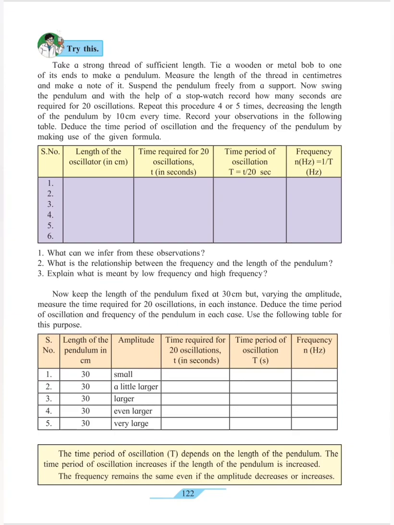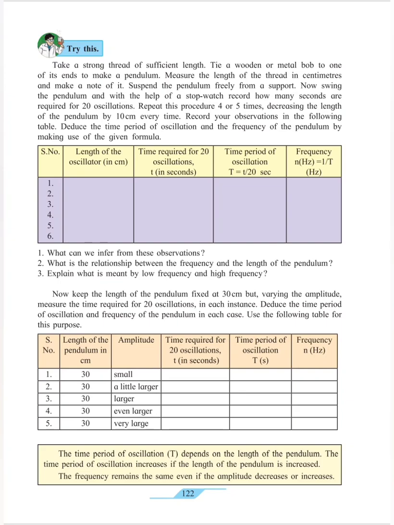That means more distance is covered faster and less distance is covered slowly. But whether it is more distance or less distance, the period remains the same. The time required to cover more amplitude and the time required to cover less amplitude are the same. That is why the frequency remains the same.